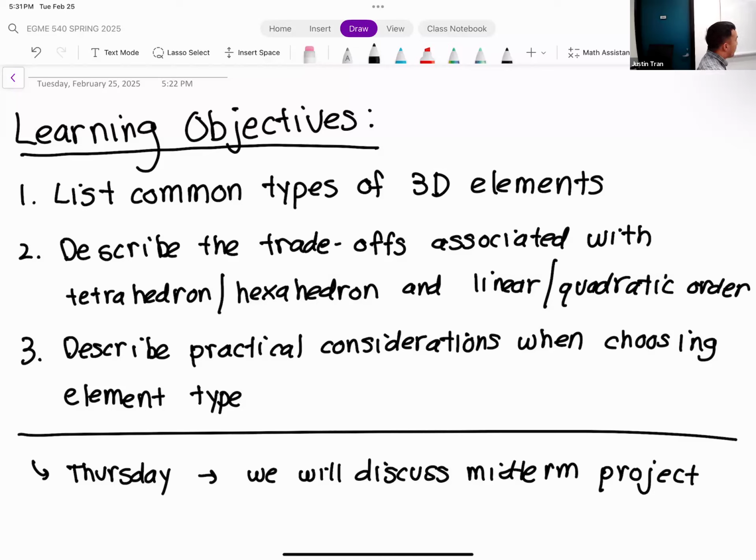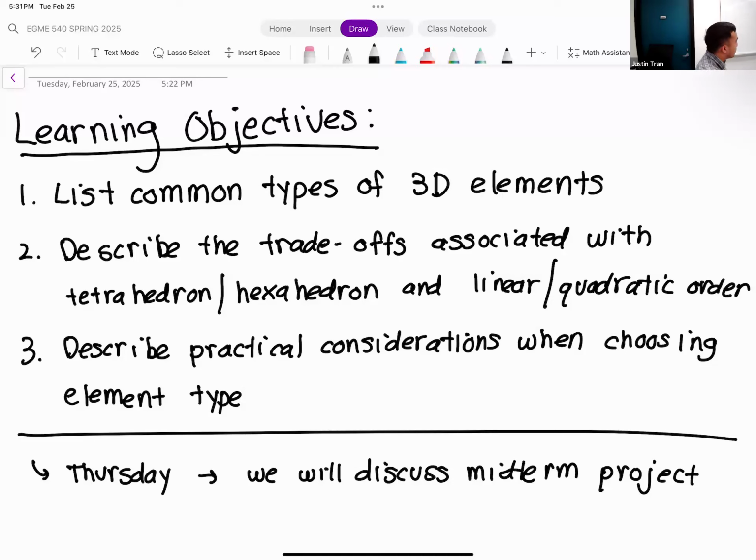So, timeline for the midterm project, I'm planning for it to be due sometime end of March. So you're going to have about a month to work on it. Yeah, look forward to that on Thursday. So that'll be the first thing that we discuss. We'll discuss maybe the first 20-30 minutes of Thursday.